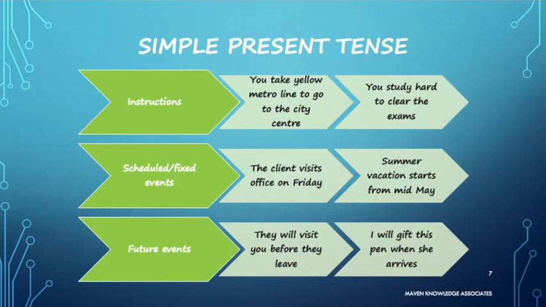In case of future events, they will visit you before they leave. So we are talking about future events. That's the reason we are using will in this sentence. But because this is a simple present tense, we are also mentioning a present event. So leave is the base verb. I will gift this pen when she arrives. So she arrives. She is a singular person, so we will add s at the end of the base verb.